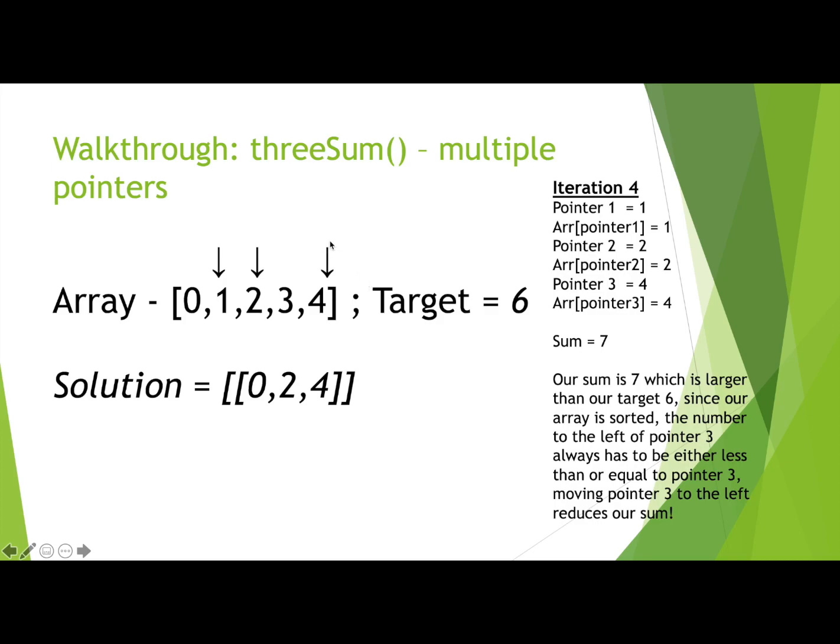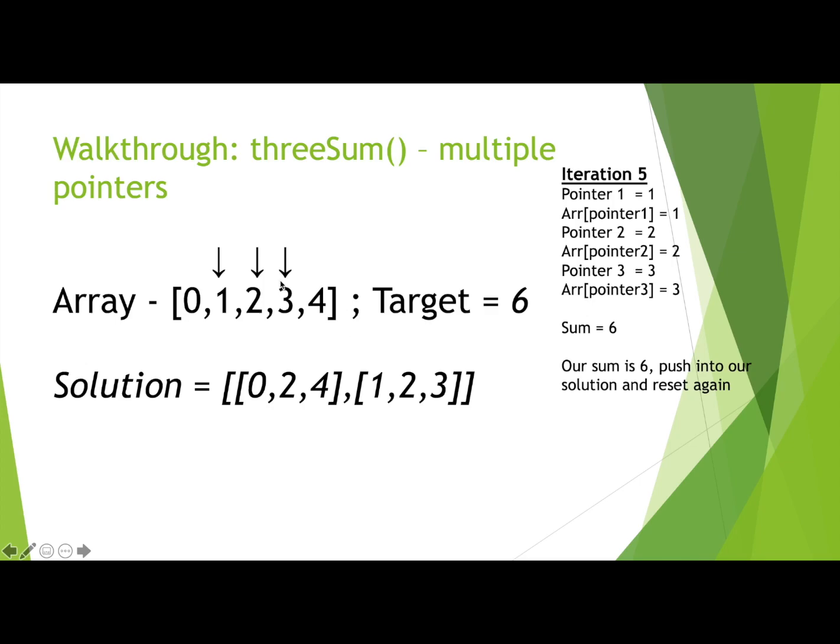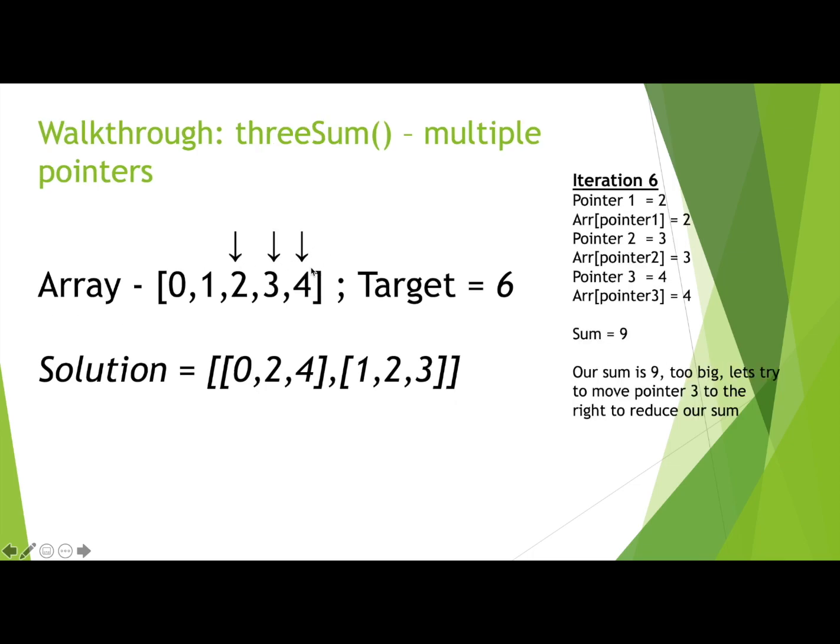So if we move our right pointer to the left, we get 1, 2, 3. And 1, 2, 3 is equal to 6. So we're going to push into our solution array. And then finally, remember again from the previous solution, in the case where we push, we want to move both of the pointers inward. So this will go to the left, this will go to the right.